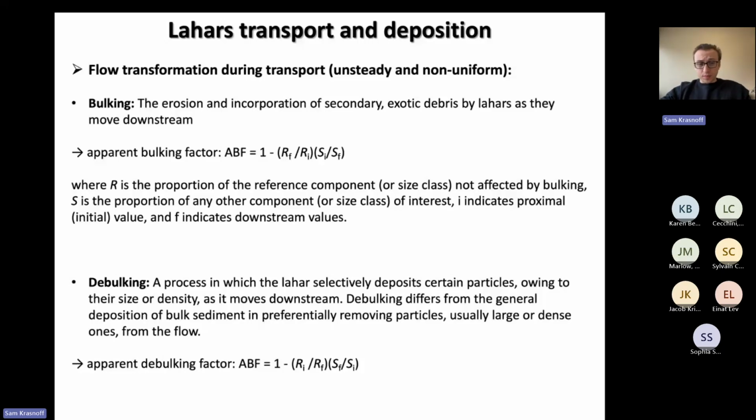And this differs from the general deposition of the sediment because it usually removes larger or dense particles from the flow.